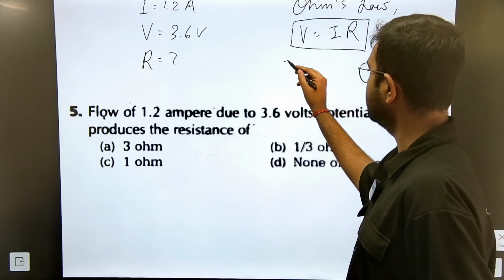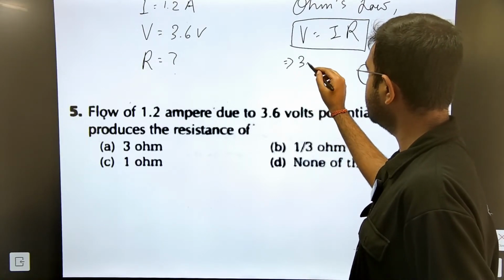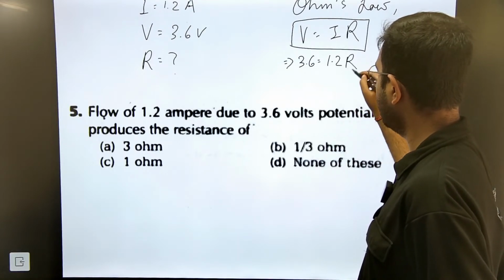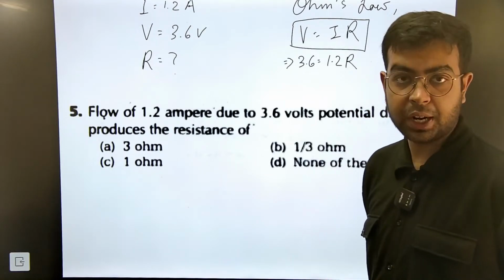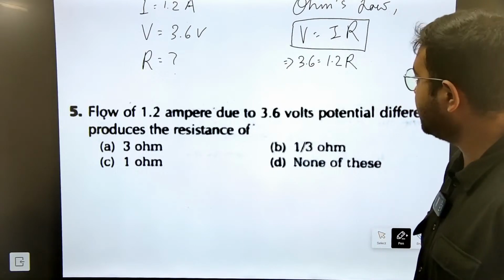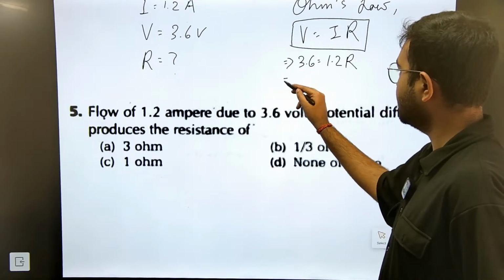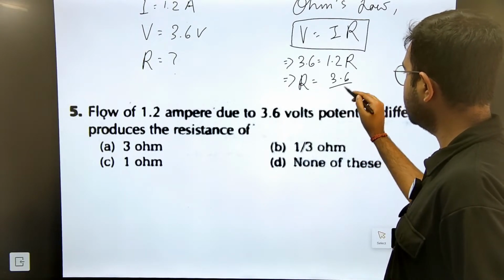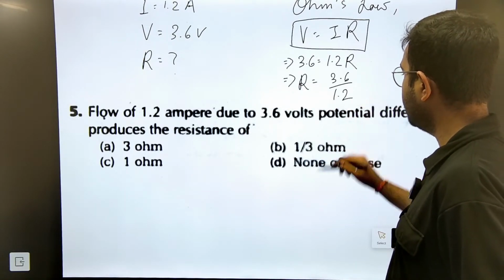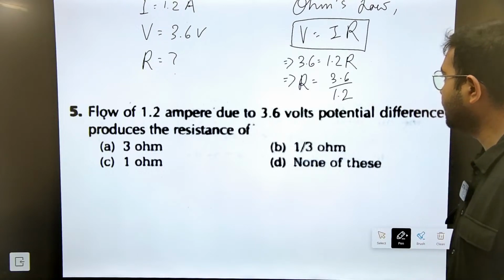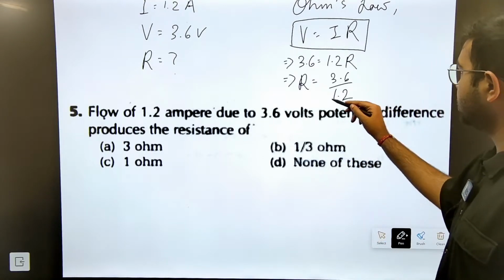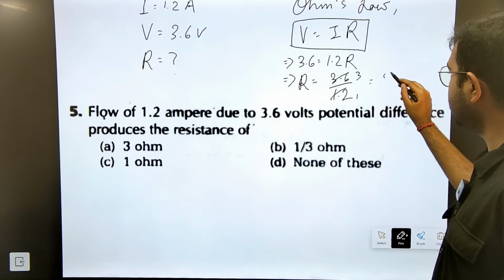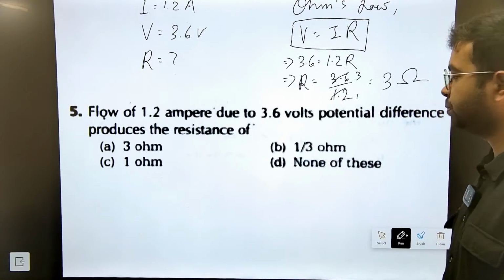Okay, V equal to IR. Now place the values. V is 3.6, 1.2 into R. All right. Now, what we need to do here is just find the value of the variable. R equal to 3.6 by 1.2. Okay. 3.6 by 1.2 is 3. So the value of resistance is 3 ohm.